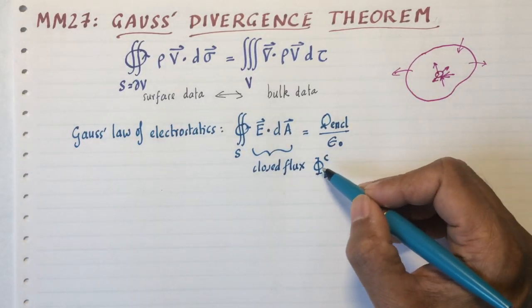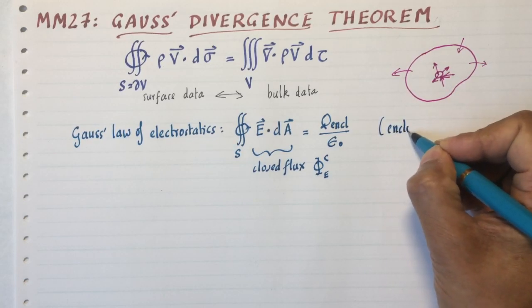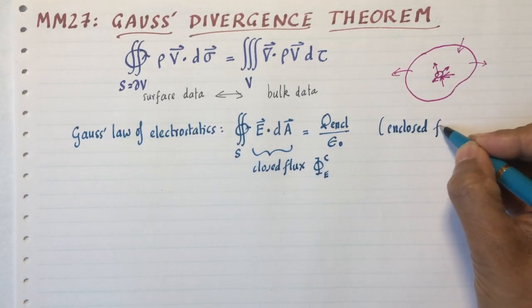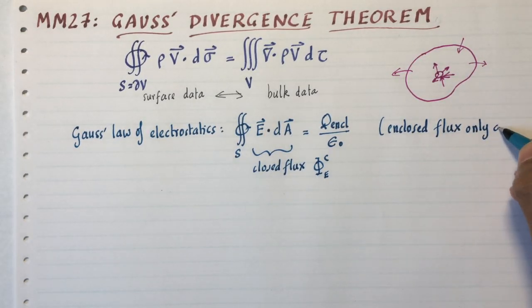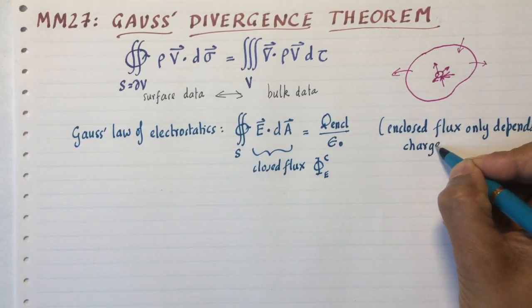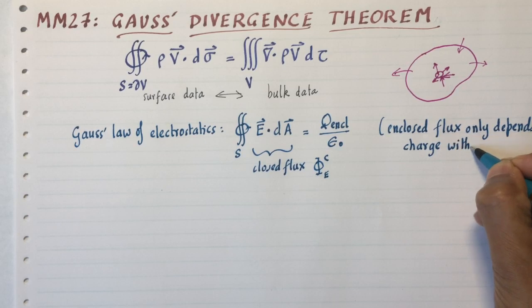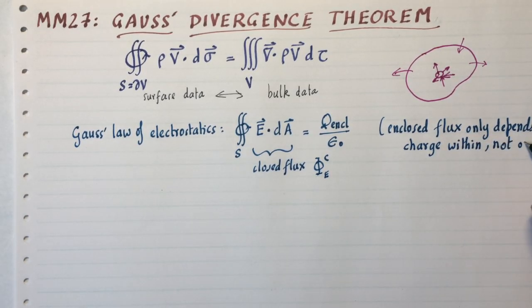So another way of saying Gauss's law of electrostatics is that the enclosed flux only depends on the charge within, and not on the outside charges.